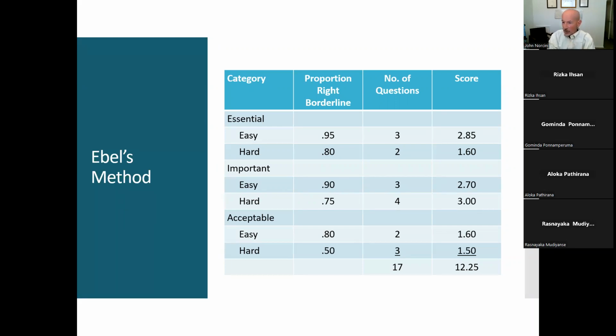So that's the process. In order to turn that into a cutting score, you count the number of questions in each of the categories. So in this little examination, the hypothetical examination, there were 17 items.